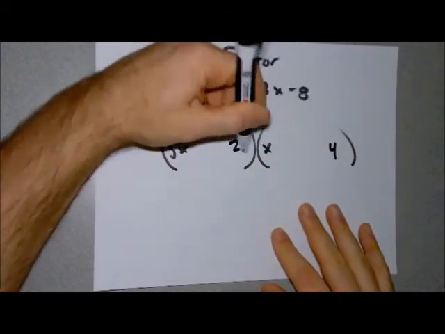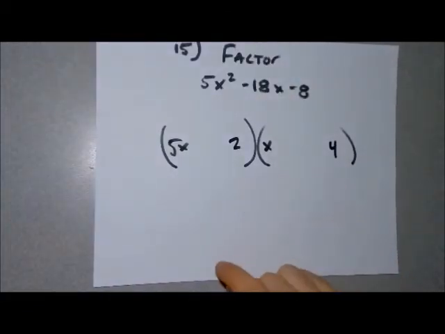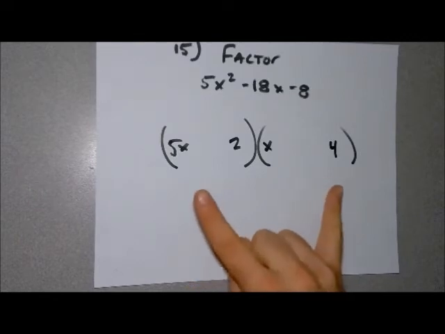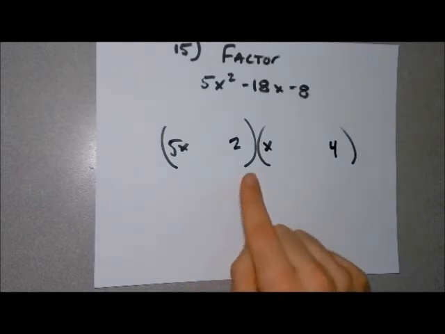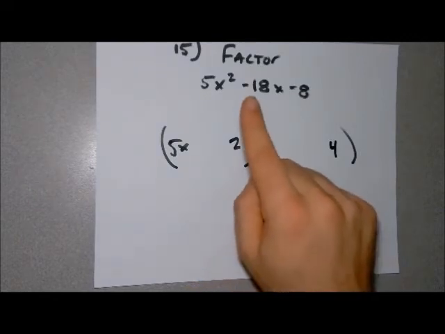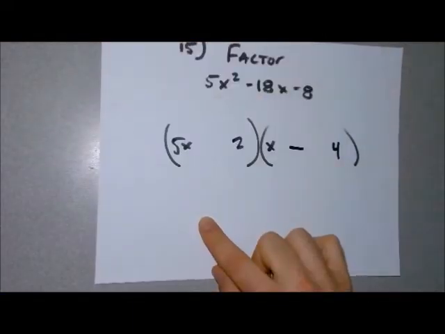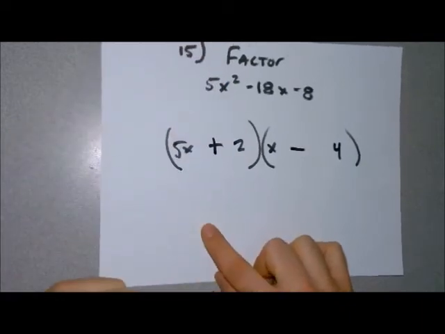If we go with a 4 and a 2, 2 times 4 does get me to 8. I start looking. The outer and the inner is what makes the middle. Currently the outer is 20, the inner is 2. We're trying to make this a negative 18, so we want our 20 to be negative, our 2 to be positive.